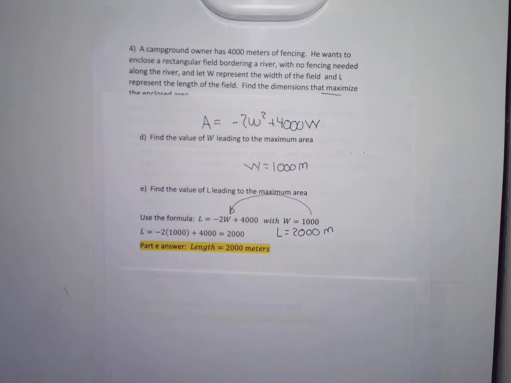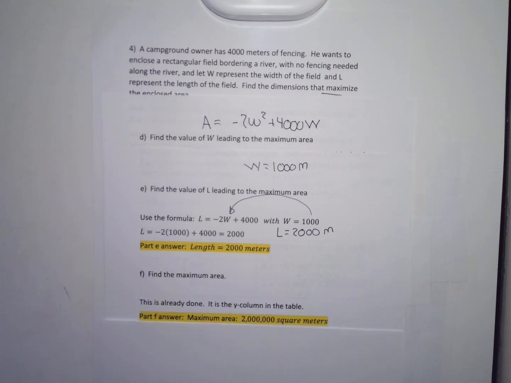And lastly, it wants me to find the maximum area, and I've already done that in the right-hand column of my absolute maximum. So I could have just stolen that, and that's what I've decided to do here. So that's everything for problem 4.